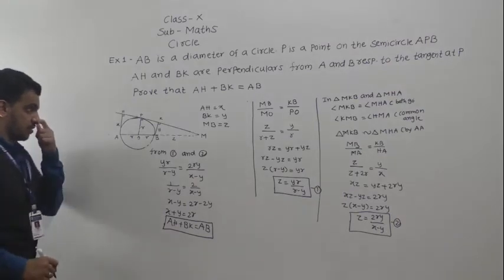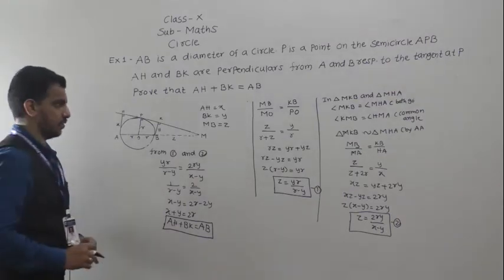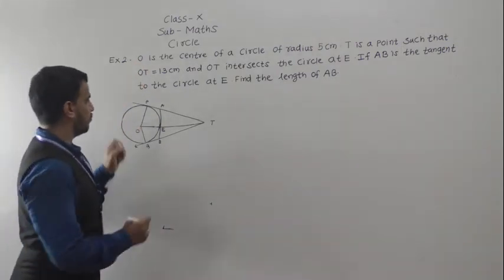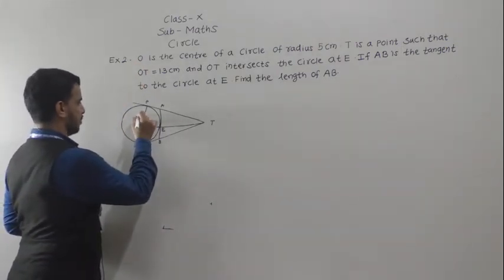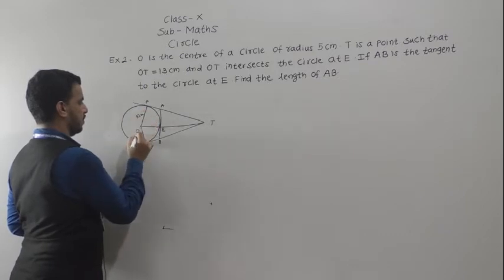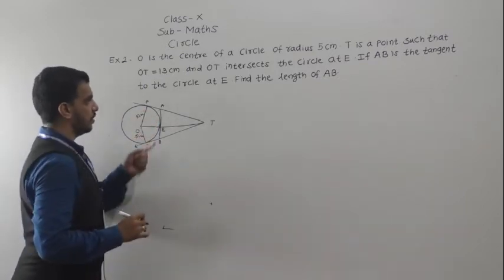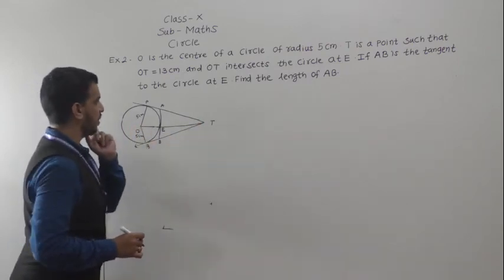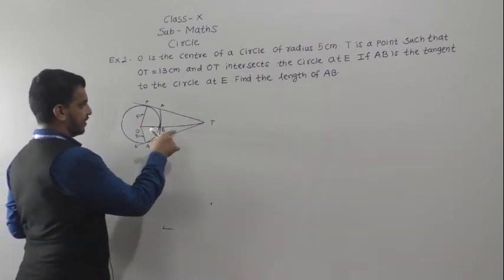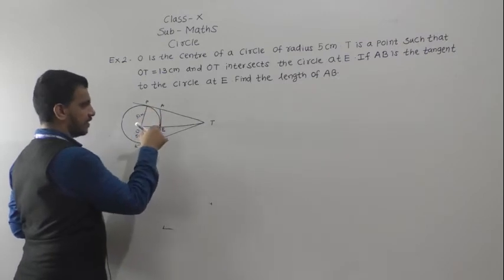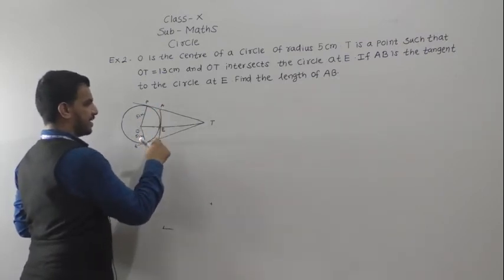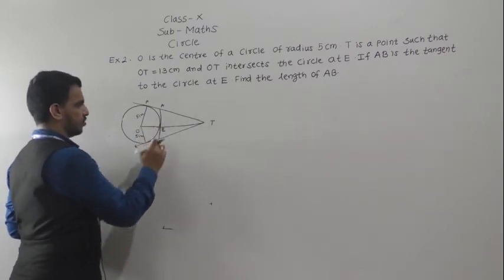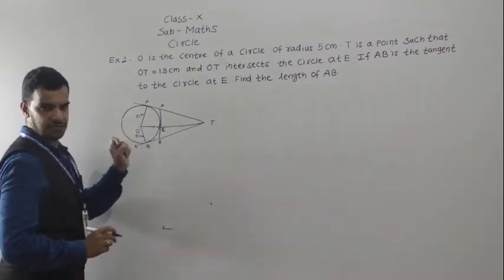Now we will take the second example. O is the center of a circle of radius 5 cm. So here OP is 5 cm, OQ is 5 cm. T is a point such that OT distance is 13 cm and OT intersects the circle at E. If AB is a tangent at point E, find the length of AB. So we have to find the length of AB.